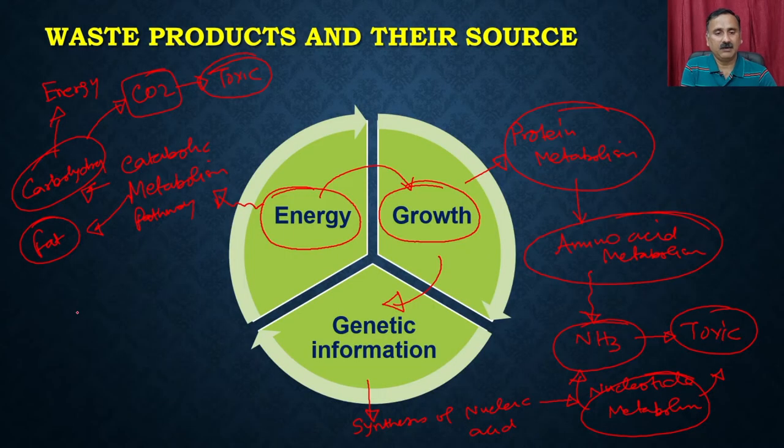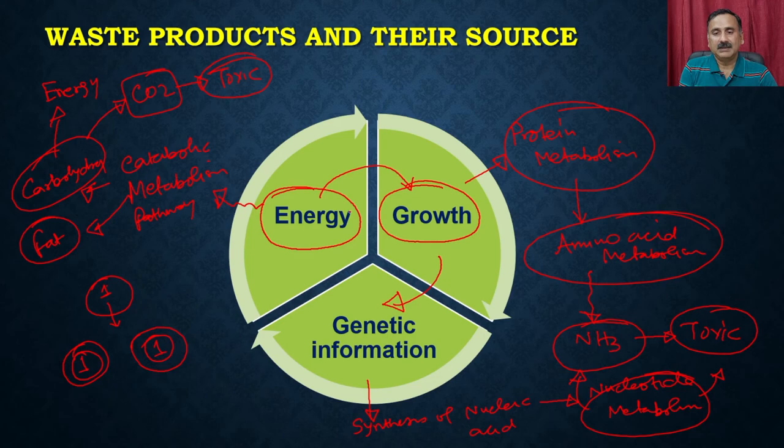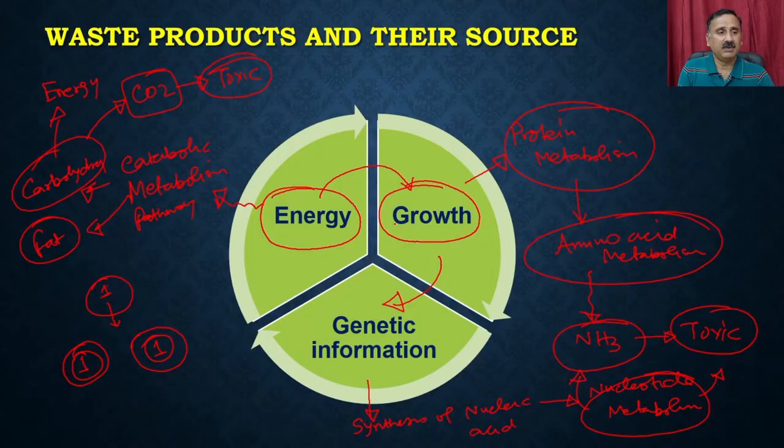Because if one cell wants to grow, it has to divide and form two cells, which means if you have one copy of DNA, you also require additional copies of DNA so that you can maintain the nucleic acid pool of the daughter cells. So these are the three crucial events in which the body is bound to produce different types of toxic material, and these are the toxic materials which are going to be removed.